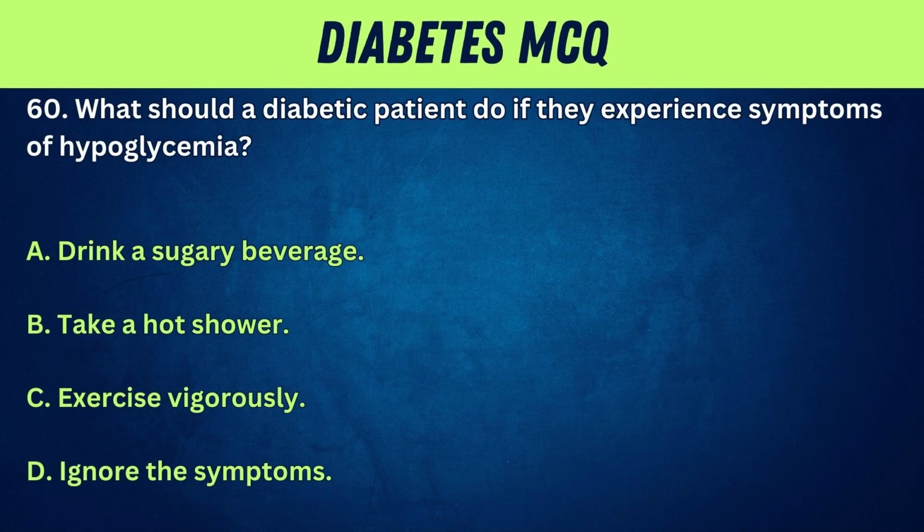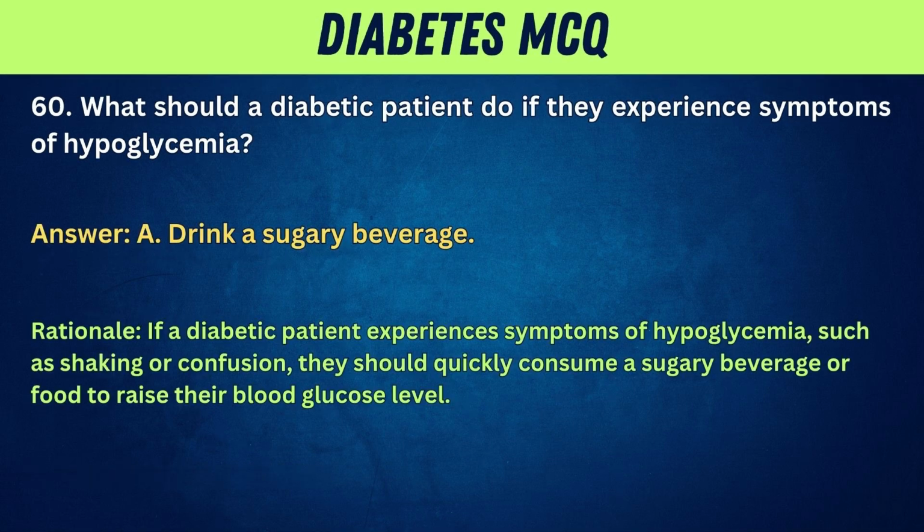60. What should a diabetic patient do if they experience symptoms of hypoglycemia? A. Drink a sugary beverage. B. Take a hot shower. C. Exercise vigorously. D. Ignore the symptoms. Answer: A. Drink a sugary beverage. Rationale: if a diabetic patient experiences symptoms of hypoglycemia, such as shaking or confusion, they should quickly consume a sugary beverage or food to raise their blood glucose level.